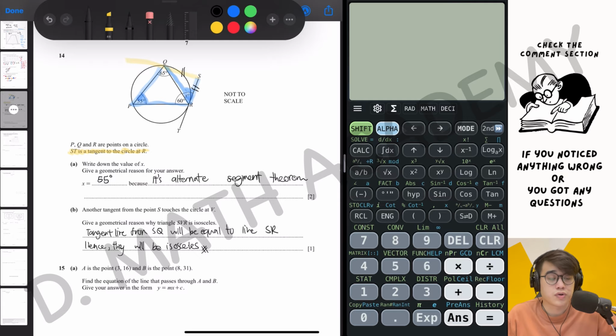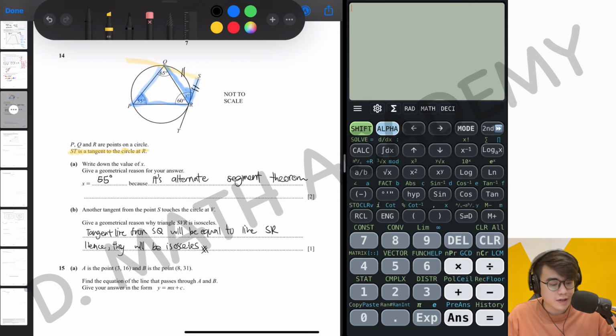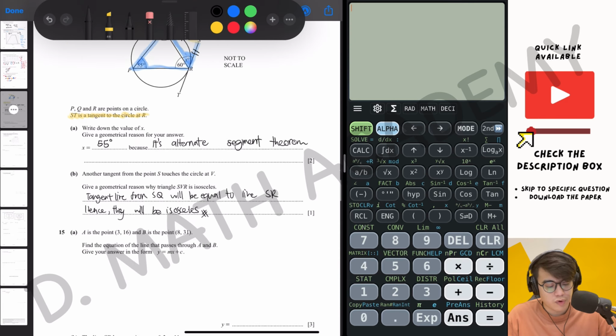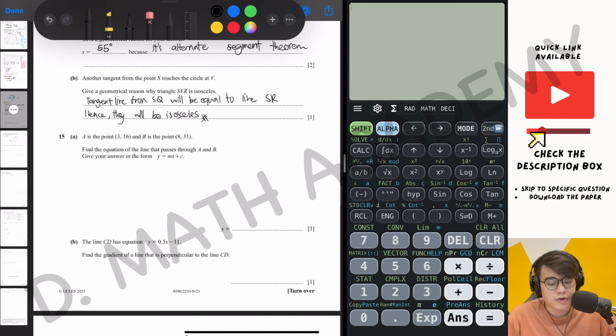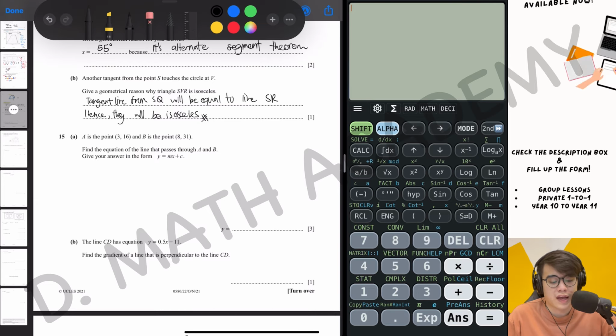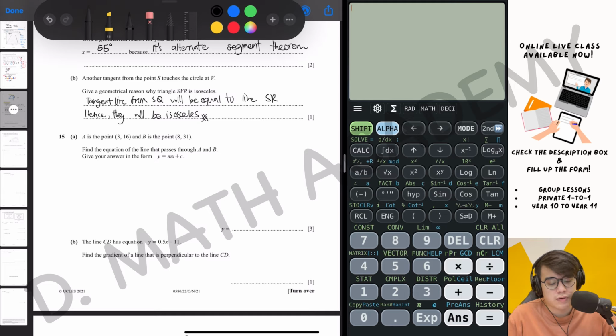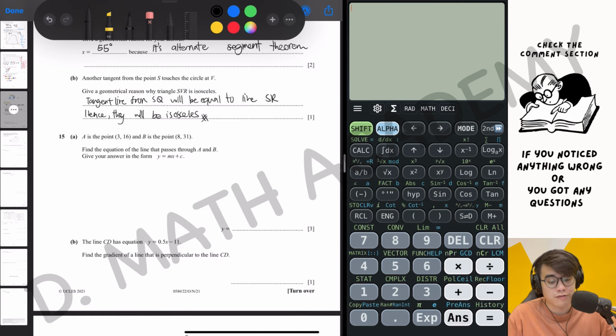Okay, so that's how you answer your question 14b here. Okay, moving on. A is the point (3, 16), B is the point (8, 31). Find the equation of a line that passes through points A and B and give your answer in the form of y equals mx plus c.